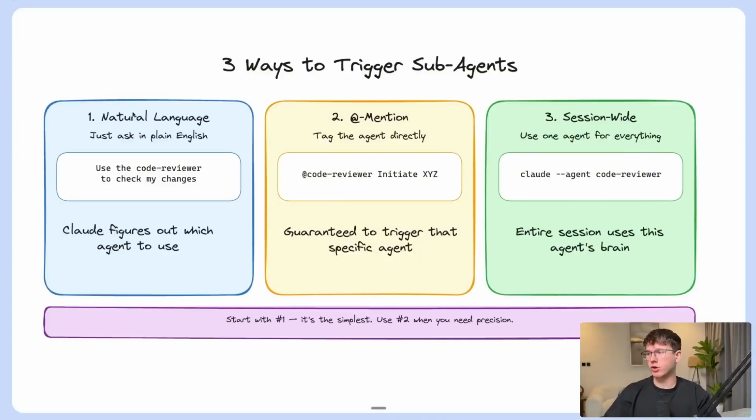So my advice is to start with the first one, natural language, because that is the easiest to start with, and then move on to the second one, mentioning, right? The only reason for that is because most times you are not going to have 35 different sub-agents that you have to manage, right? And so you want to keep it as simple as possible.